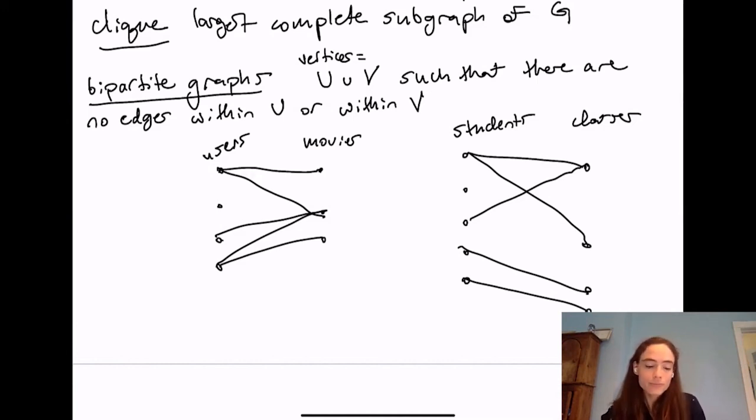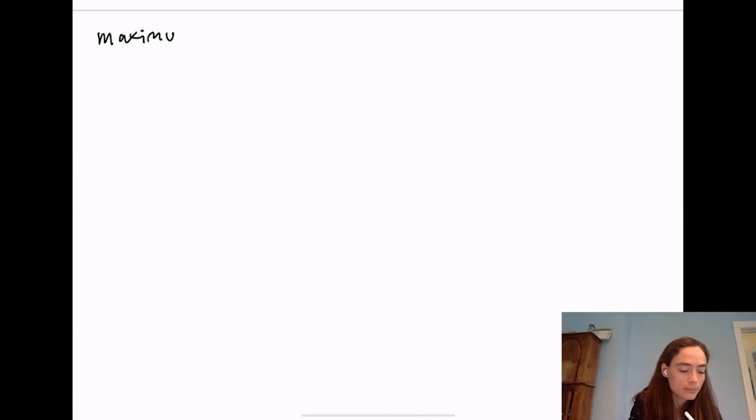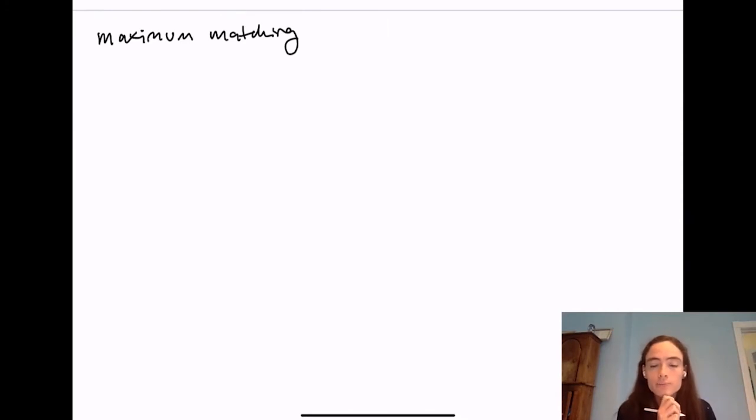So now we're going to talk about some a bit more in-depth properties of graphs and their computational complexities. So I'll define two separate ideas. A maximum matching first. When we're trying to find a maximum matching, we're trying to find the largest set of edges in a graph such that no two edges share a vertex.